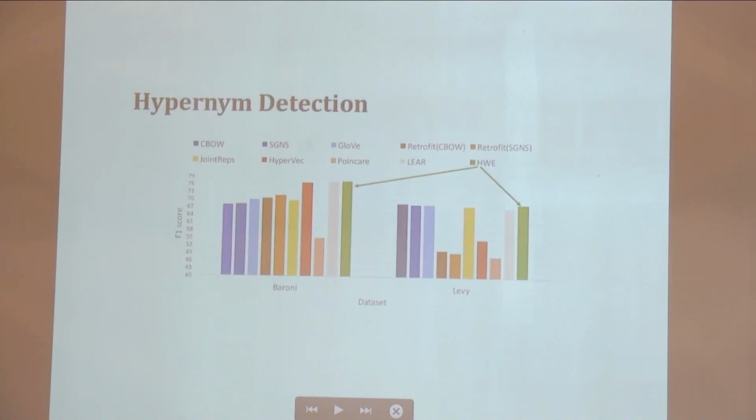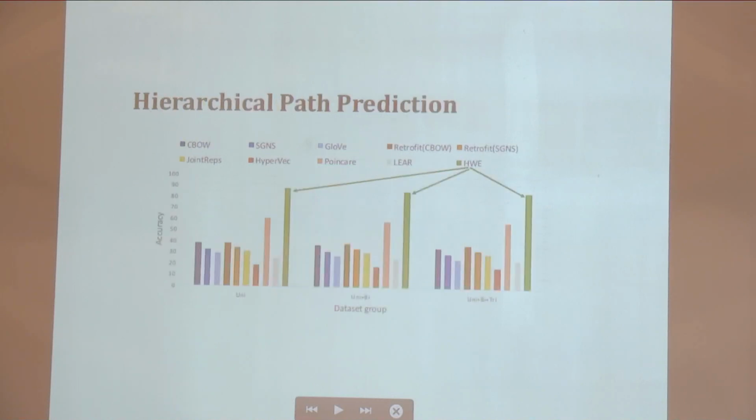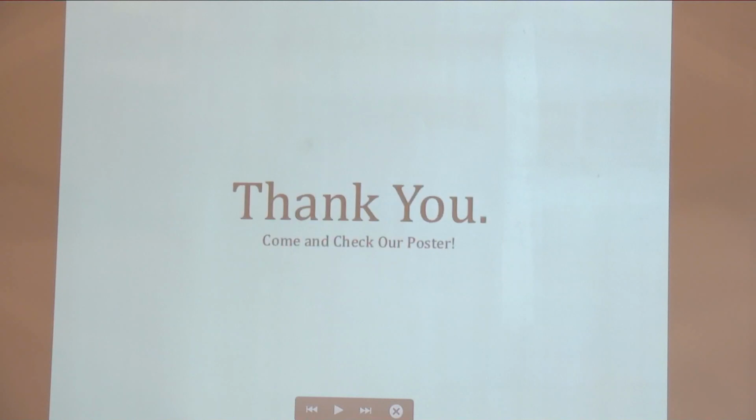So they show improvement on hypernym detection compared to other baselines and state-of-the-art proposed methods. And also for hierarchical path prediction, they show big improvement compared to other methods. Thanks.